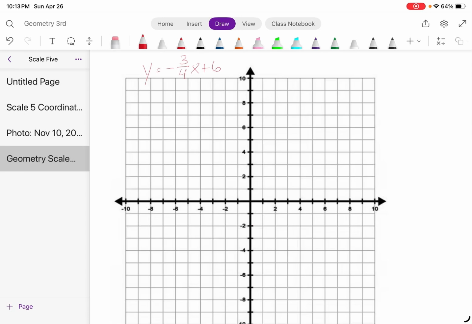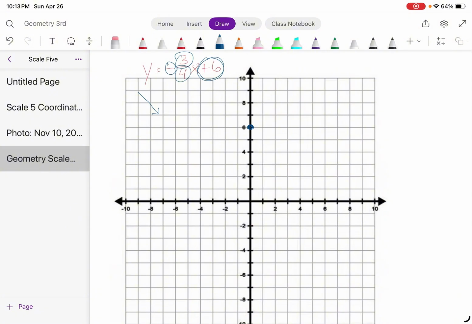Now let's do one with a negative slope. Quick reminder before we do: this number right here is your y-intercept. It's where it's going to cross the y-axis. So we're going to go up to 6, put a dot. Since this line has a negative slope, it's going to be a downhill line from left to right. So again, the ratio of rise to run is 3 to 4.